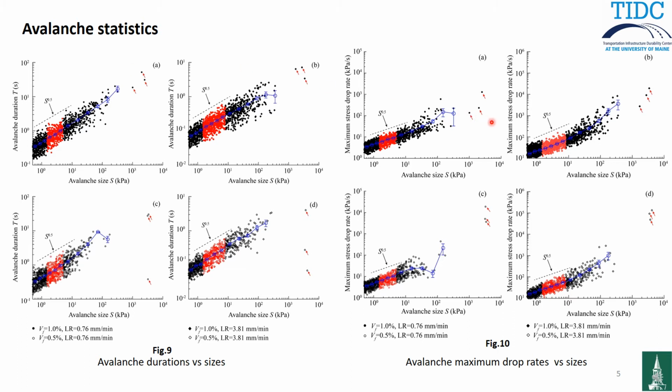Similar things here: if you put the size with the rate of the avalanche, you also see that the avalanches that happen at the fracture of the bottom concrete show much larger size and much larger stress drop rate. So this is consistent with the results for different groups.